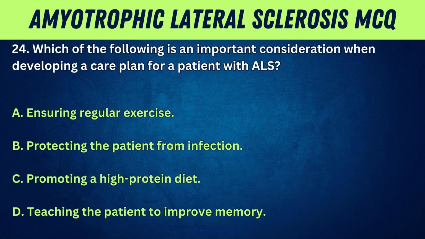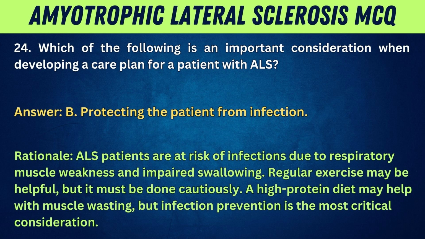24. Which of the following is an important consideration when developing a care plan for a patient with ALS? A. Ensuring regular exercise. B. Protecting the patient from infection. C. Promoting a high-protein diet. D. Teaching the patient to improve memory. Answer: B. Protecting the patient from infection.